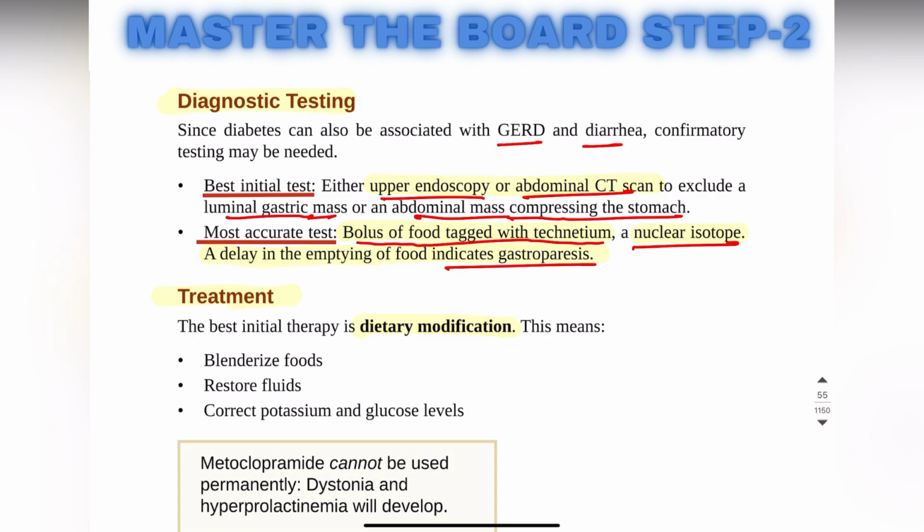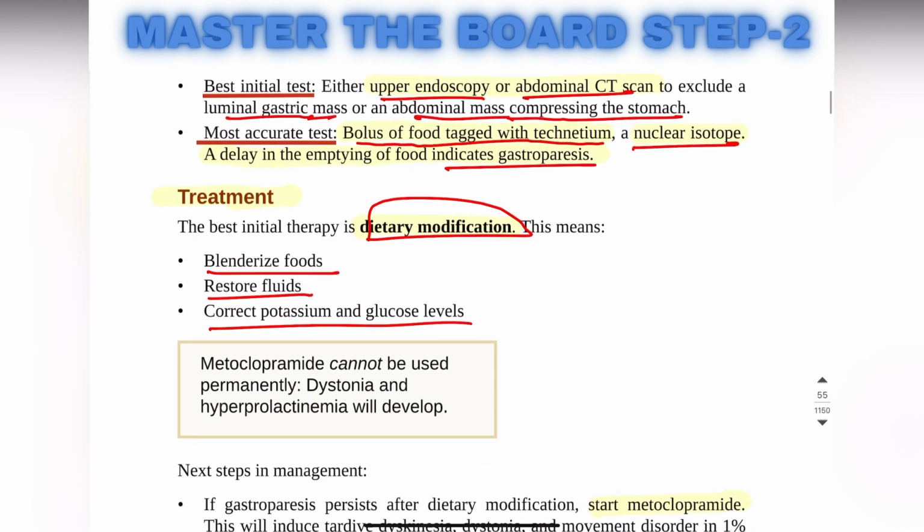So how do we do the treatment? We do the dietary modifications, we blenderize the foods, we restore fluids and correct potassium and glucose levels.